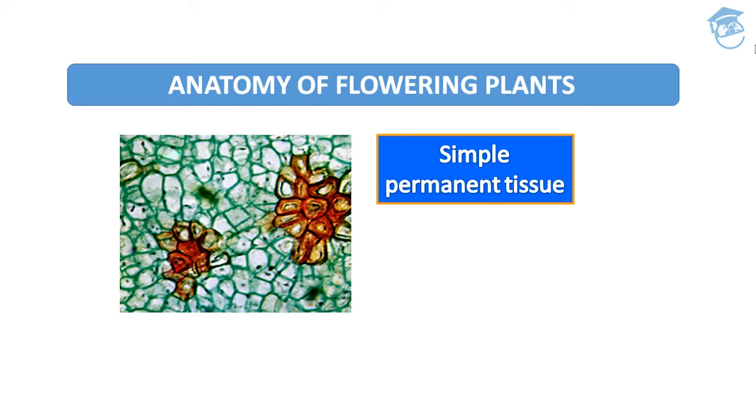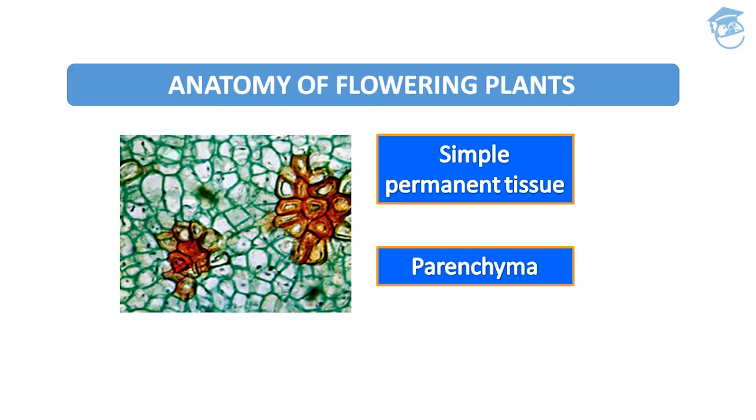My topic for the presentation is the third section of the chapter Anatomy of Flowering Plants. In this section of the video, we will discuss the simple permanent tissues. In simple permanent tissue, we will discuss Parenchyma, Collenchyma, and Sclerenchyma. So first we will discuss parenchyma, what it is.